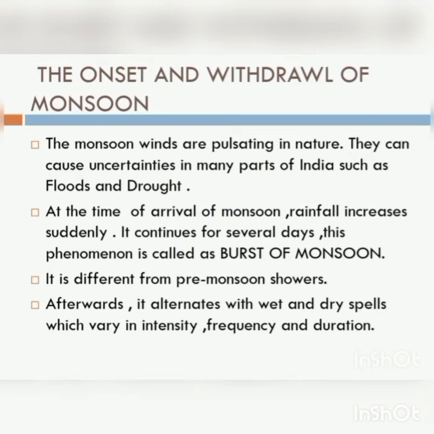Afterwards, it alternates with wet and dry spells which vary in intensity, frequency and duration. It means some areas may get high rainfall, some areas may get moderate rainfall and some areas may get very high rainfall. So, the monsoon of India is pulsating in nature. It means they are uncertain.